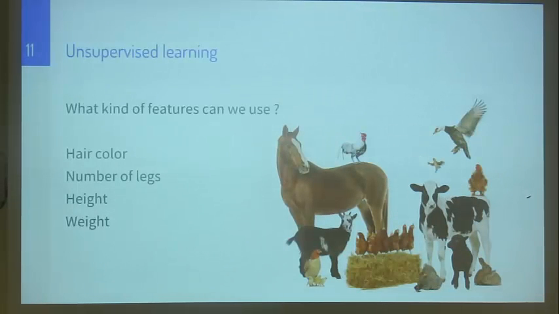And yeah, so hair color, number of legs, height and weight. If you give these as features, if certain animals have certain range of ages, heights and weights, the machine will cluster them in a single group.